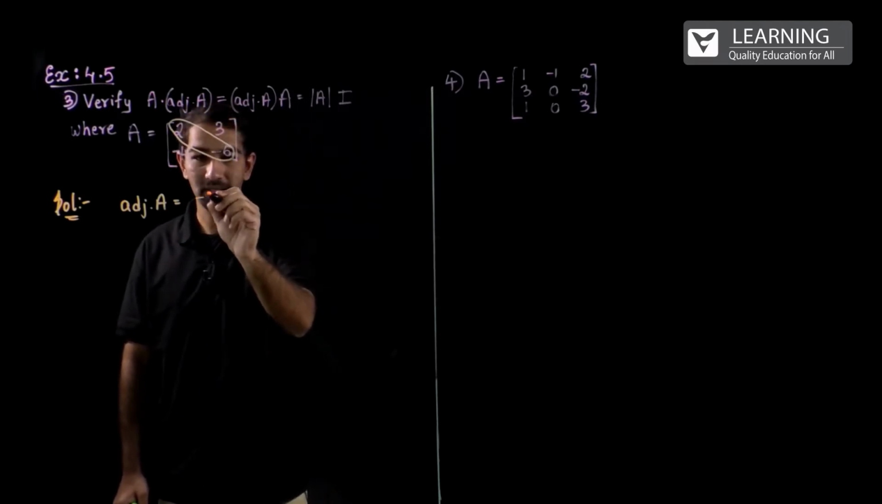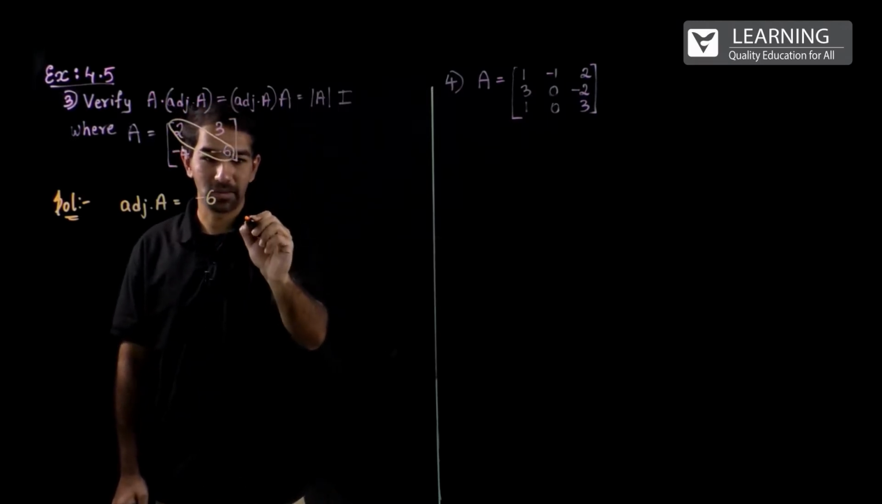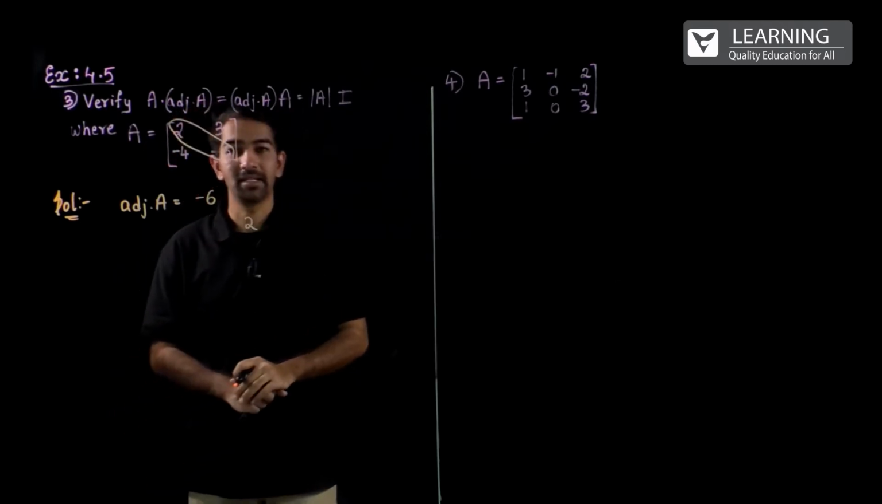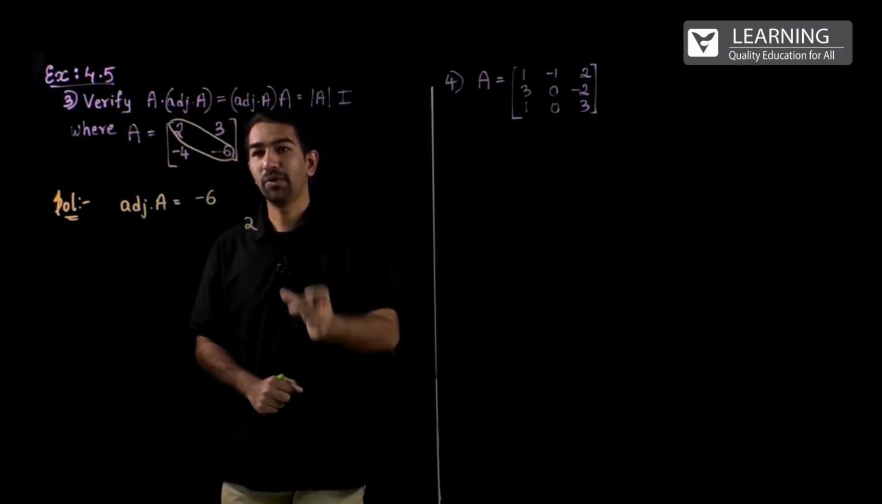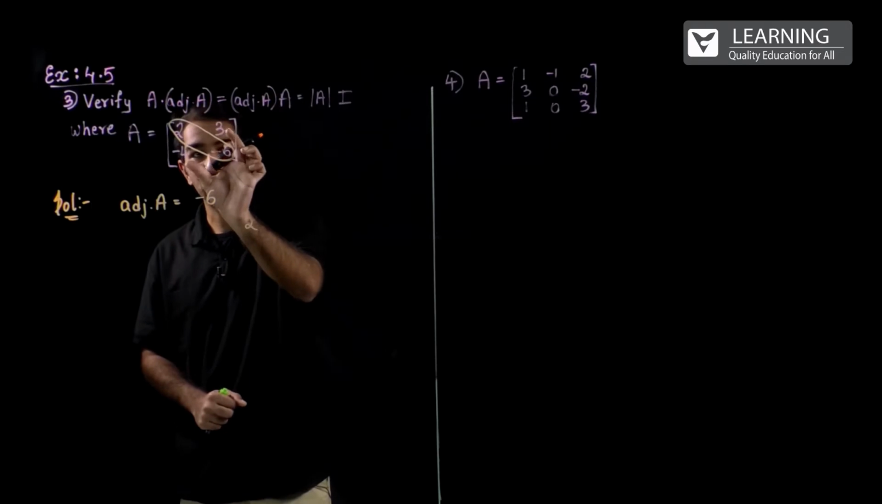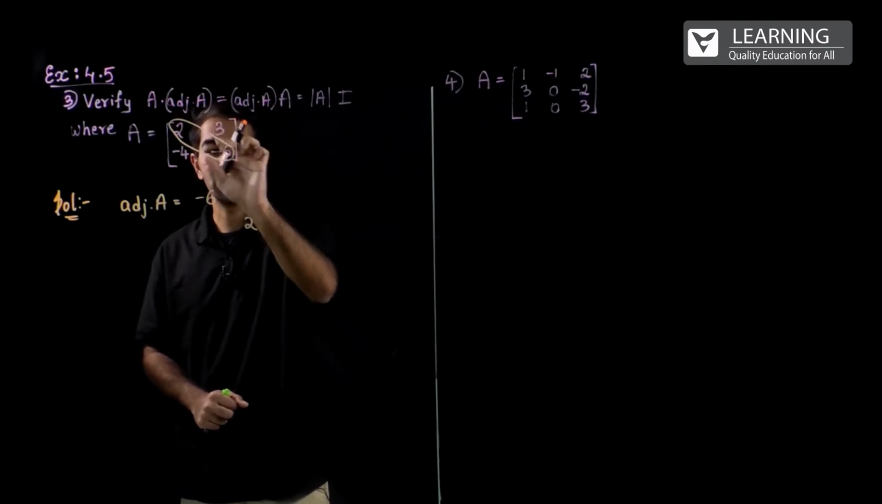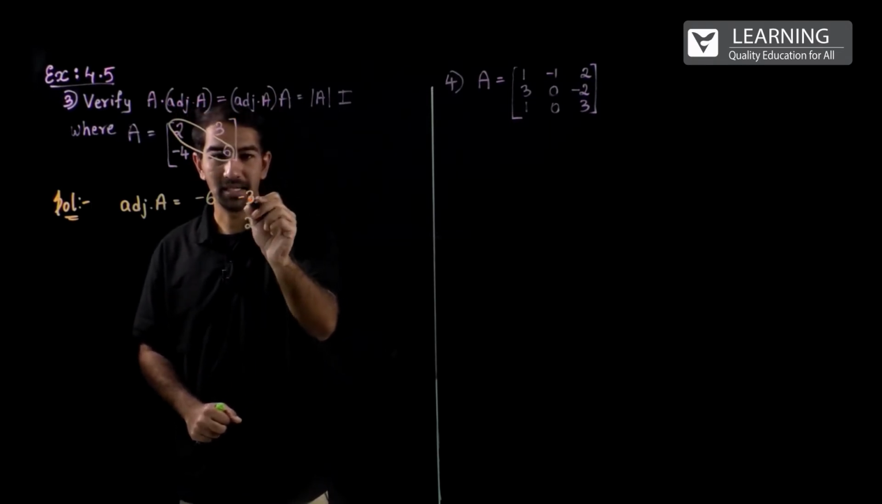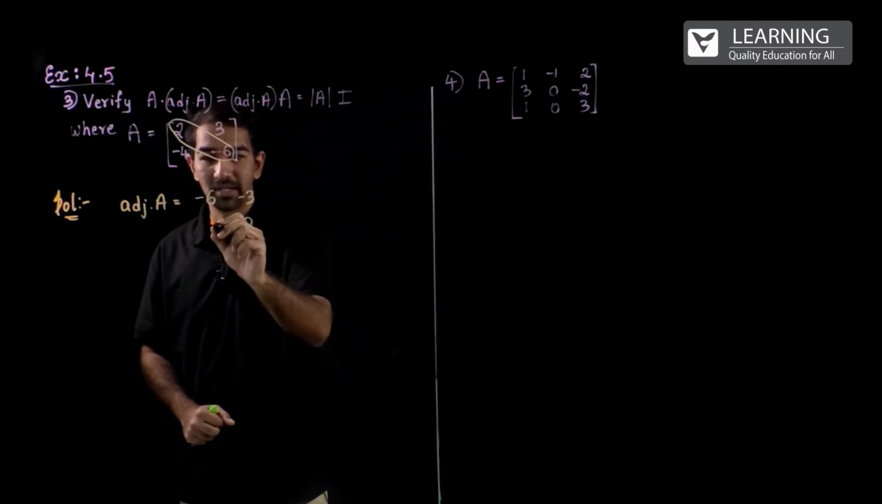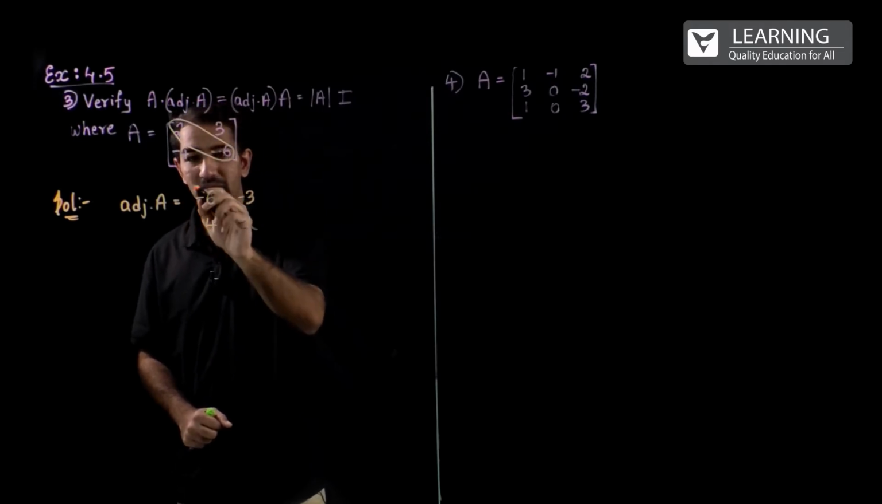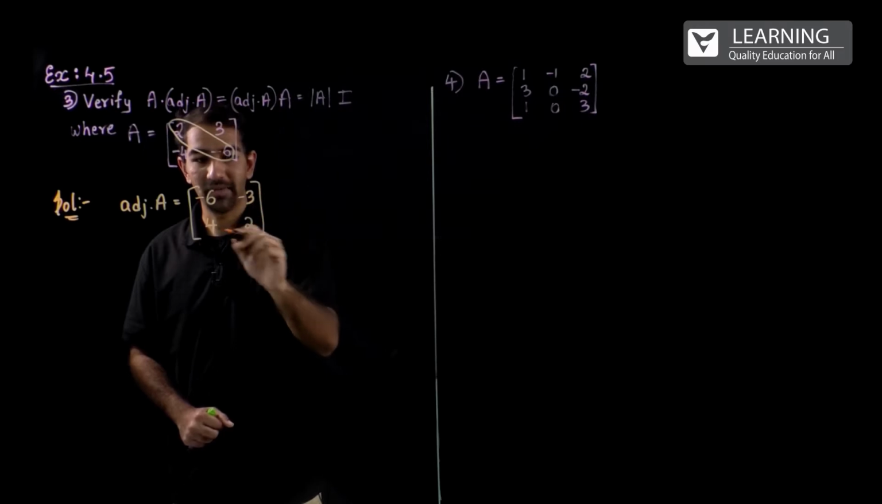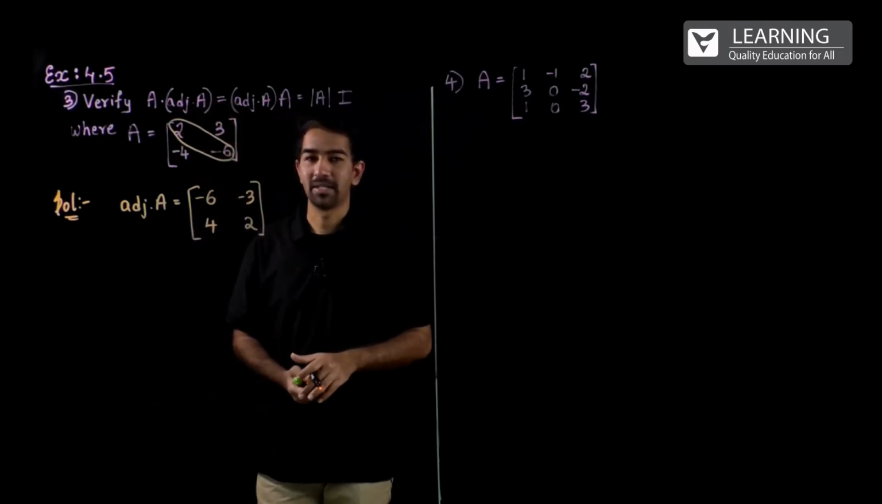Minus 6 will go there, and 2 will come down, correct? And the other step is, let this diagonal be as it is, but inverse the sign. So this has plus sign, right? Minus 3, and this has minus 4, write it as plus 4. So this will be our adjoint of A. So this is a shortcut, students.